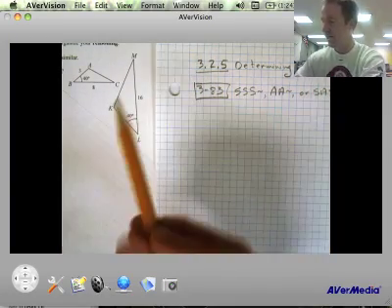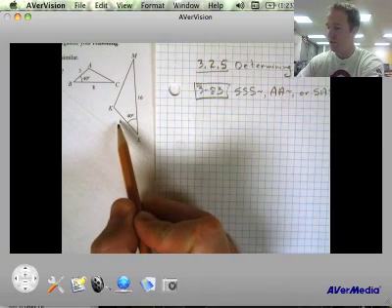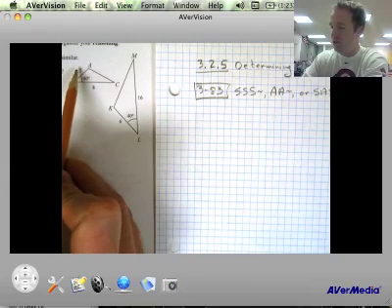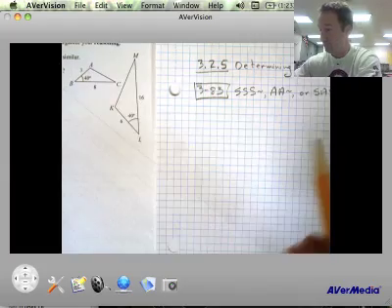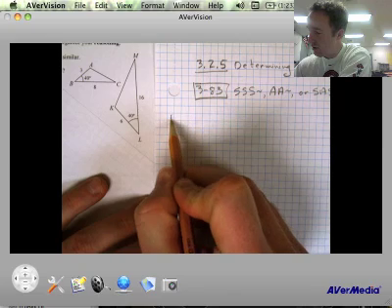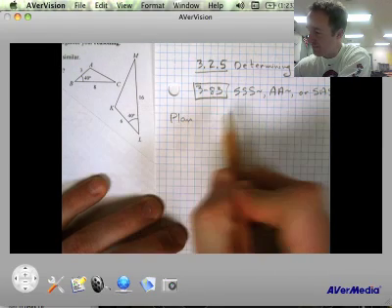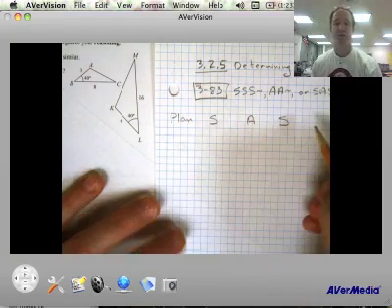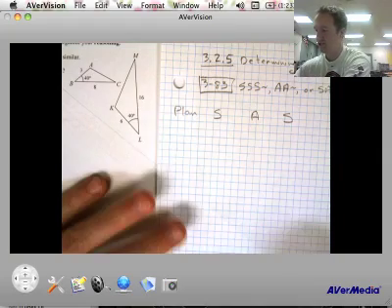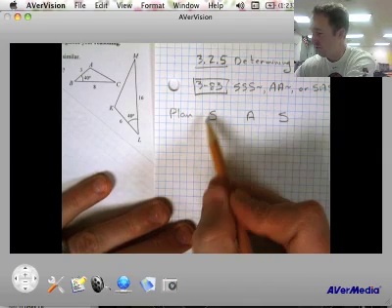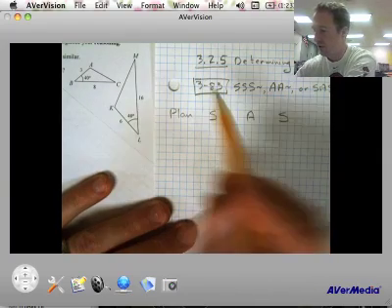And we can kind of check here. We've got an angle between two sides in this triangle. We've got an angle between two sides in this triangle. That pretty much says side, angle, side. So that is going to be our plan. Side, angle, side. Now, anytime in your plan that you see a side, you're going to check a ratio. So for this part of the plan, we've got to check a side ratio.